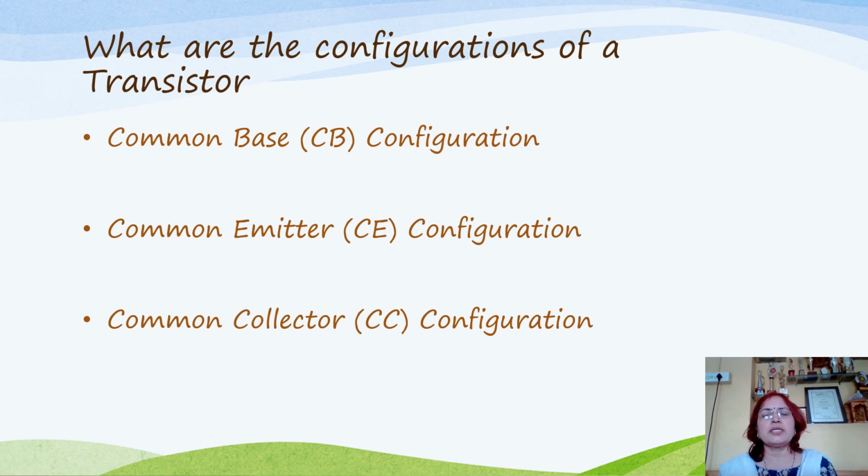Now we are going to see the configurations of a transistor. When we connect the transistor in an electronic circuit, then one terminal is used as an input, other terminal is used as an output, and one terminal is kept common for input and output. So depending on these, there are three configurations of transistor. First one is common base, CB configuration. Second configuration is common emitter configuration, and third one is common collector configuration.